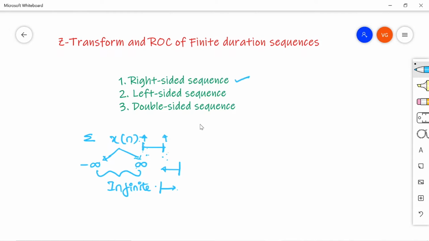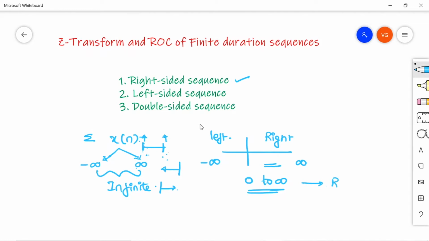Coming to the right-hand side sequence, as I am telling, the signal extends from minus infinity to infinity. This is the right-hand side and this is your left-hand side. If the signal exists only on the right-hand side, then we call it a right-sided sequence. That is, the signal extends only from 0 to infinity. Then we call it a right-sided sequence, which means x of n is equal to 0 for n less than 0.